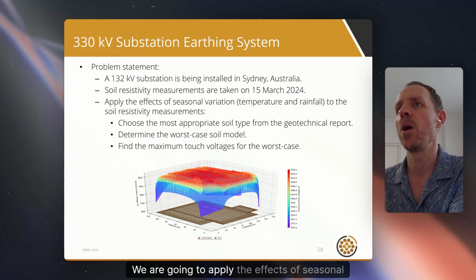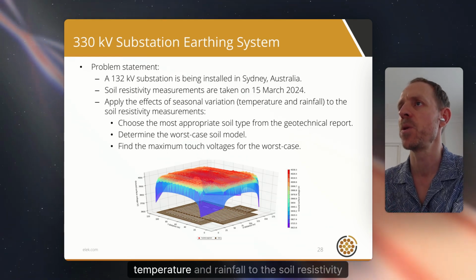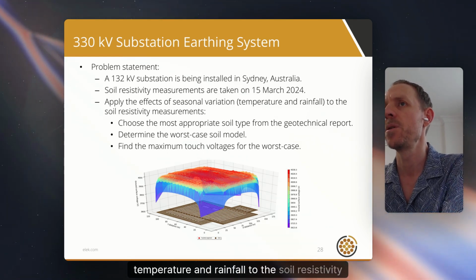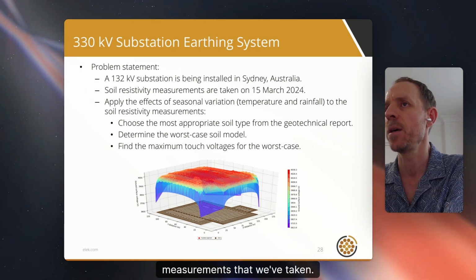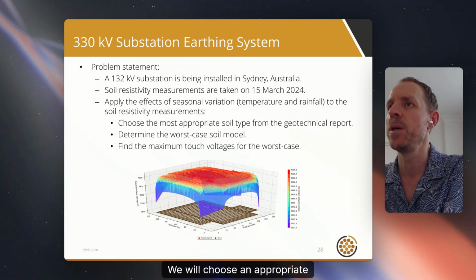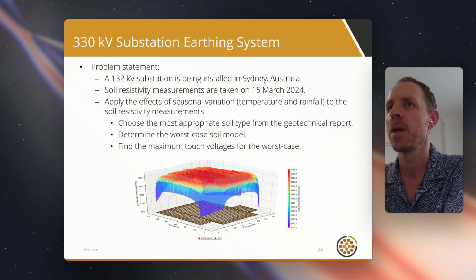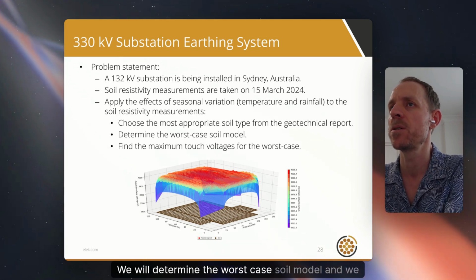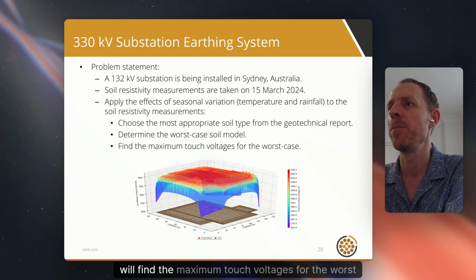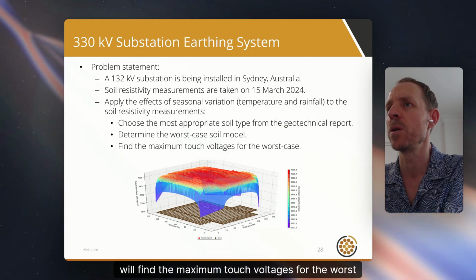We are going to apply the effects of seasonal variation, temperature, and rainfall to the soil resistivity measurements that we've taken. We will choose an appropriate soil type from the geotechnical report that we have. We will determine the worst case soil model, and we will find the maximum touch voltages for the worst case.